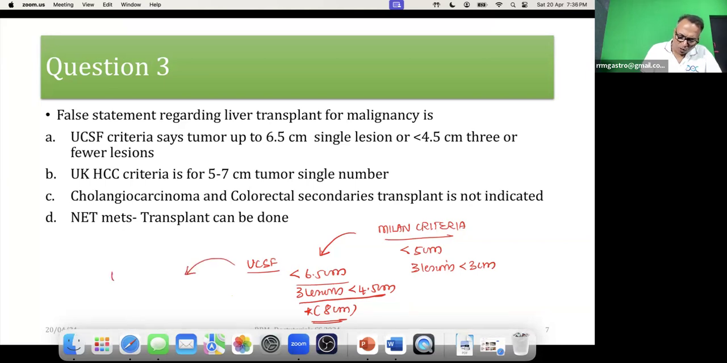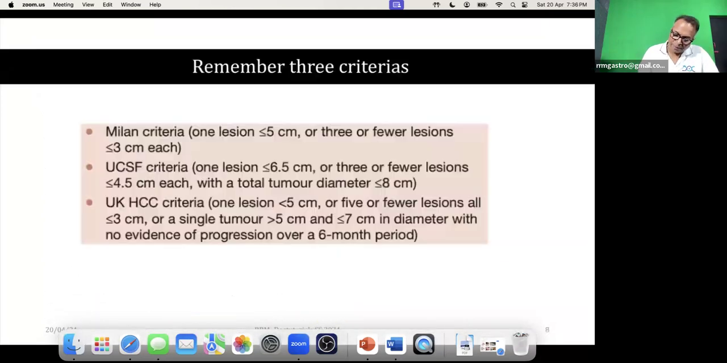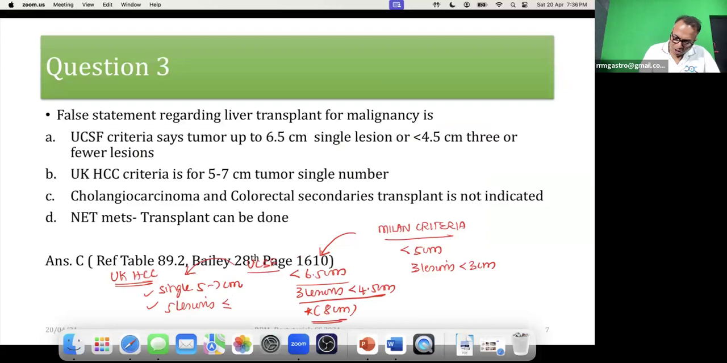And one more criteria came, known as UKHCC criteria. According to UKHCC criteria, a single tumor which is 5 to 7 centimeter, which has not progressed in the past 6 months, or there are 5 lesions, all less than 3 centimeter. Okay, this is UKHCC criteria: single lesion 5 to 7 centimeter and not progressed for 6 months. The 6 months is included.